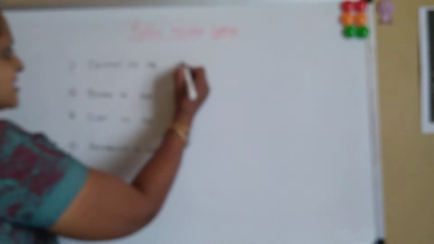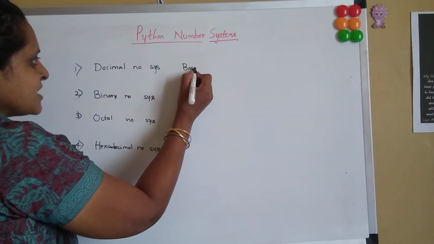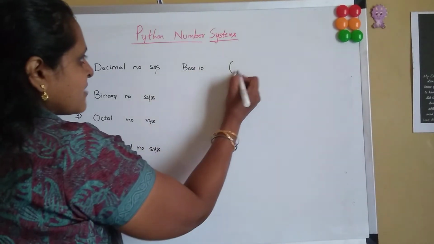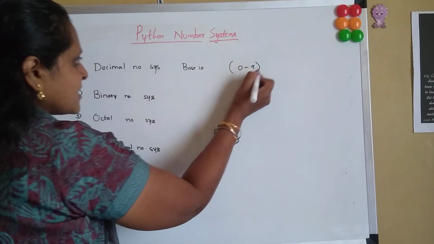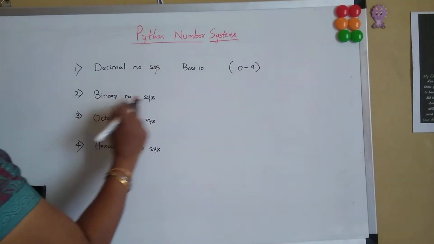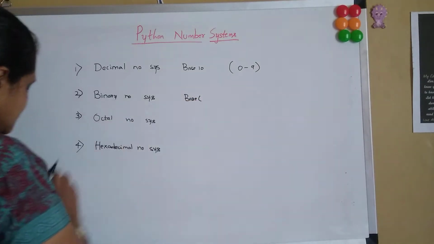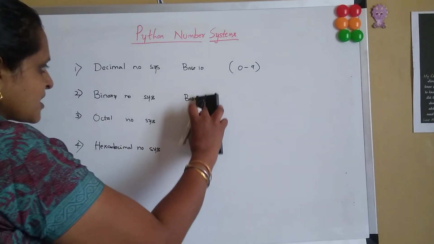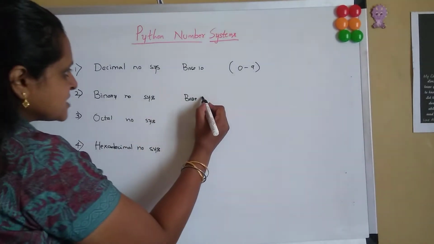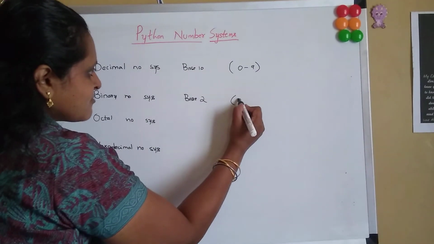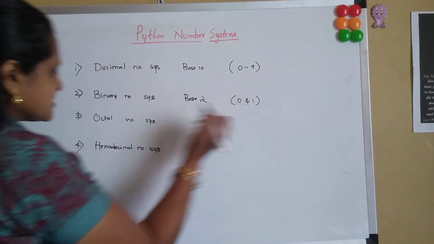So friends, what is a decimal number system? It is a number in base 10 system. It can have values 0 to 9. What is a binary number system? It is a base 2 system which can have values 0 and 1s.